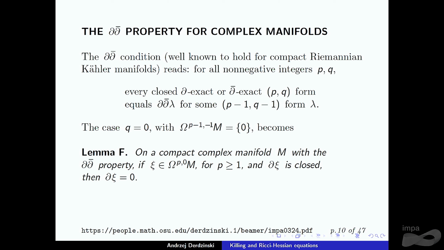So when you phrase it like that, if you have a compact complex manifold with the DD bar property, and you have a (p,0) form such that partial of this form happens to be closed, so this partial of the form is closed and it's also partial exact. And therefore, it is equal to partial bar of something which is necessarily 0 for degree reasons. So then this is 0. In other words, if the partial image of a (p,0) form is closed, it is necessarily equal to 0.